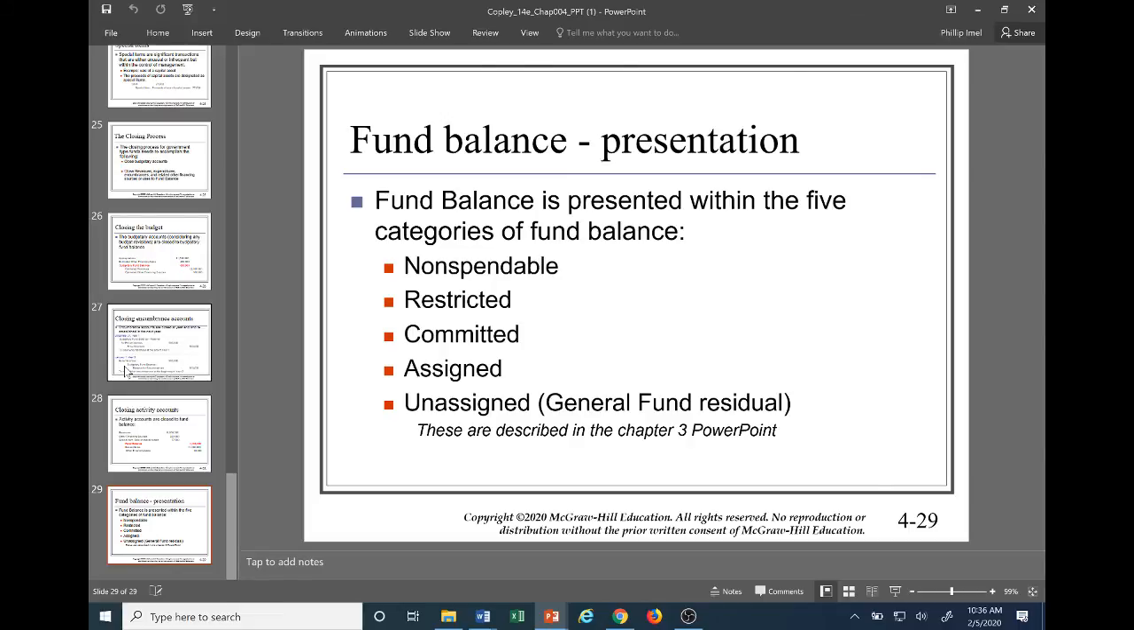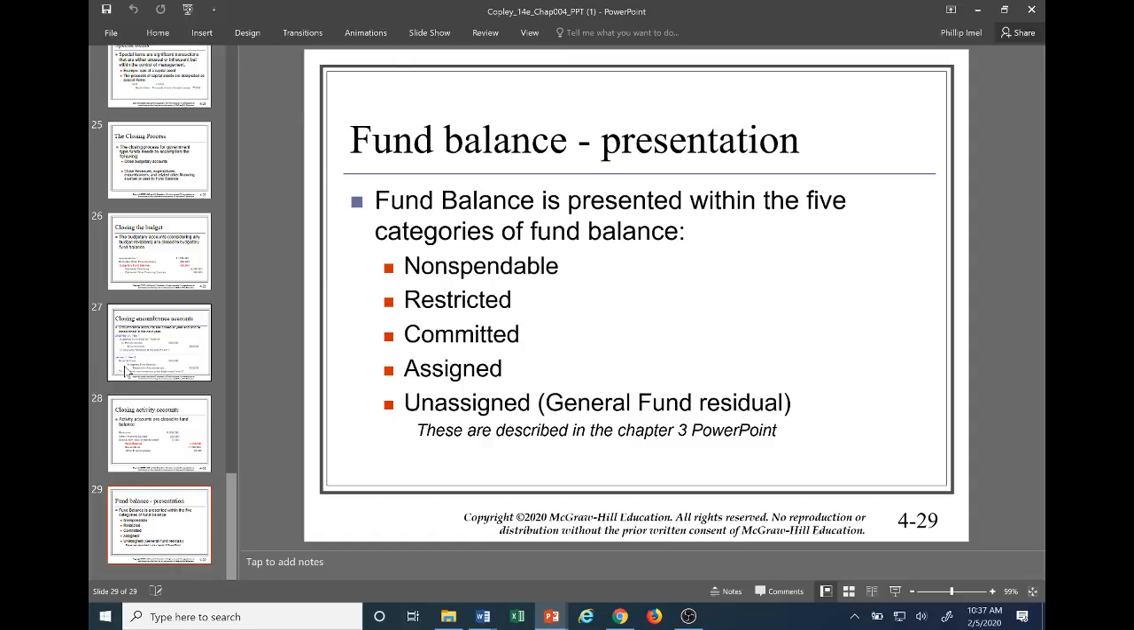So non-spendable is your supplies inventory and your prepaid expenses. Remember how we just dragged those down when we were building those categories of spendable and non-spendable, and then the corpus. Then the restricted is from outside, right? From the outside bodies of what I just explained. So I apologize on that. The non-spendable is your prepaids and your inventories and your corpus of your permanent fund. Your restricted is placed by people outside of the government, from donors and bond covenants, stuff of that source.